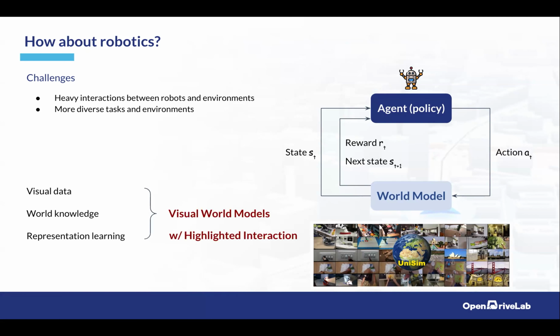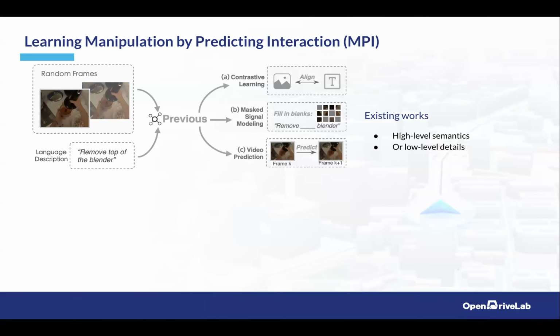So we are still using visual data, and we need to encode the world knowledge, and we are resorting to representation learning techniques to improve the robotics tasks. But the additional point about visual world models, compared to driving, is that we need to highlight the interactions in robotic applications. So here is the work about learning manipulation by predicting interactions.